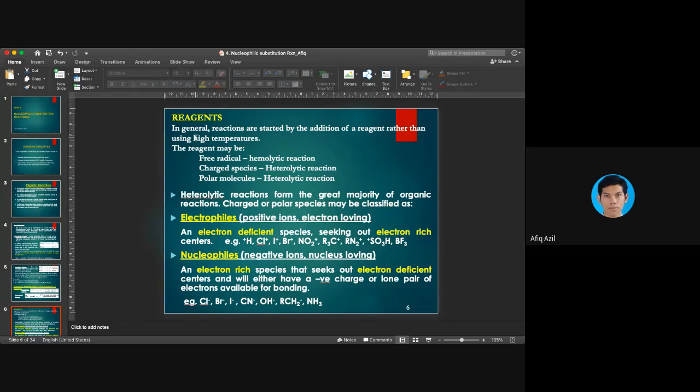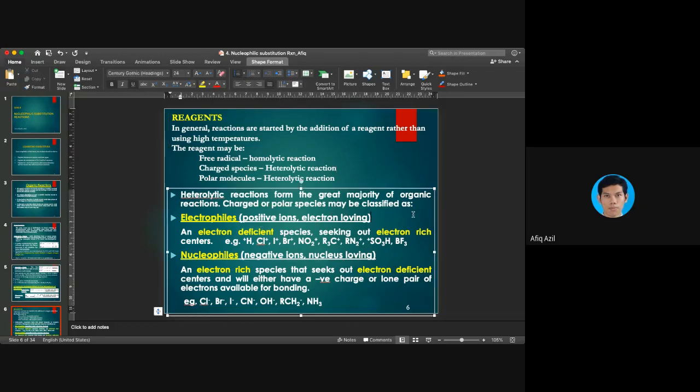So normally in an organic reaction, you have to add something to your starting material so that the reaction can start. And the reagent may be either a free radical, a charged species, or a polar molecule. So it can be any of these. So how do you obtain free radicals? How do you obtain charged species or polar molecules? All can be obtained through homolytic fission or heterolytic fission, depending on the type of reagent that the reaction has.